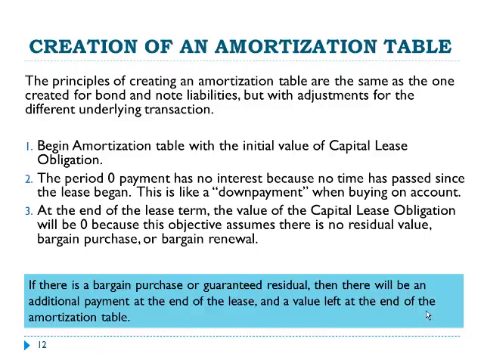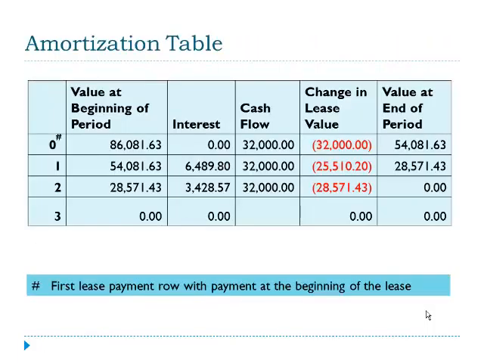Let's take a look at an amortization table. We've added the row 0 to our typical amortization table. The value at the beginning of the period is the $86,081.63 we've already calculated as the present value of an annuity due of $32,000 for 3 periods. The interest in period 0 is 0. It's interest, rate times time, but the time element is 0. It's the equivalent of a down payment. So that entire $32,000 is deducted from the value of the lease obligation.